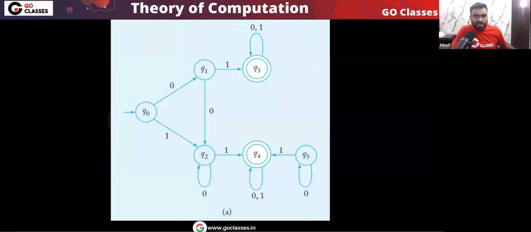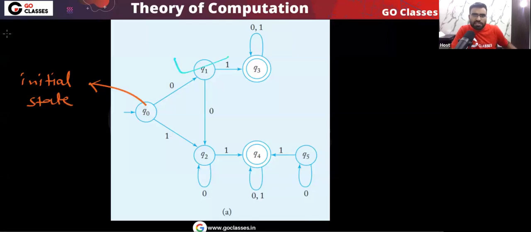What about this DFA? Is there any unreachable state here? In this DFA, do we have any unreachable state from the initial state? Remember, this is your initial state, correct? Okay, so this is our initial state. So from the initial state, which state is unreachable?